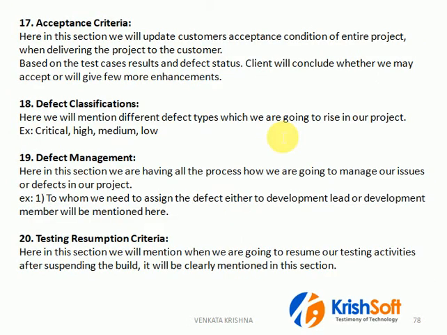17th one, acceptance criteria. What is acceptance criteria? When you are going to accept the application from the development team, in the normal model, you are going to do smoke testing. In the smoke testing, you are going to validate the smoke related test cases on our application. If at least 70 to 80% of the functionalities are working fine, then you will accept that application for further testing. If it doesn't meet the acceptance criteria, then you are going to reject your application, saying that it is not meeting our acceptance criteria.